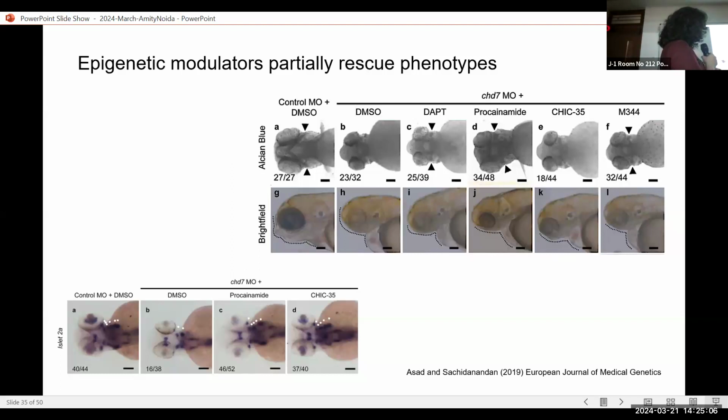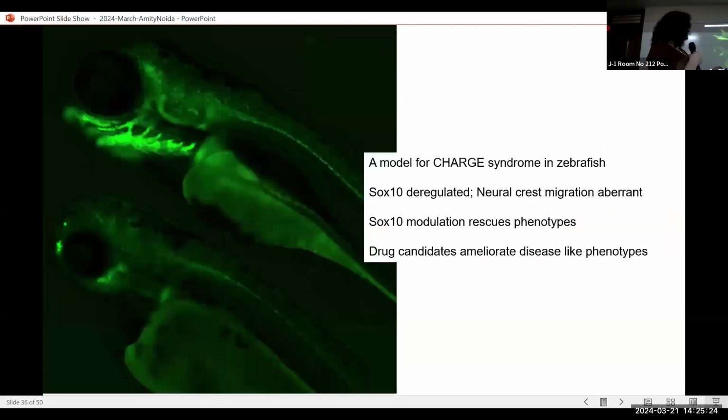The ganglia are very reduced and messed up. You see this beautiful recovery in some compound treated animals, which means that even when the gene CHD7 is gone, with a compound, I can recover some of the patterning that you see in the cranial ganglia cells. So this is what this story tells us.